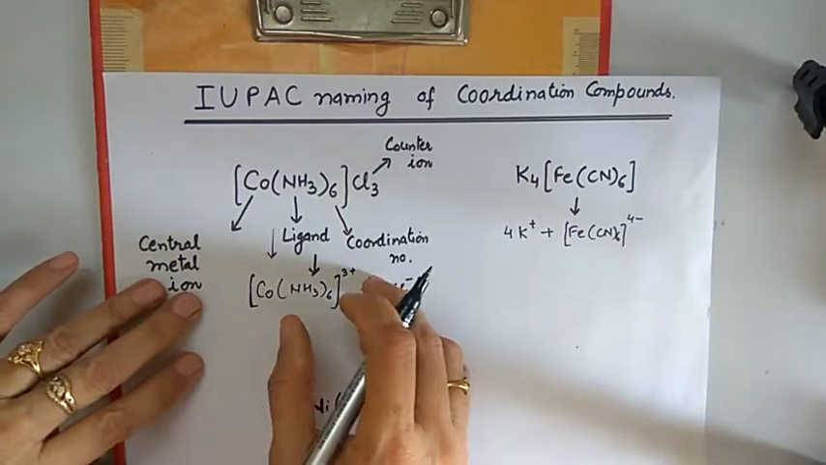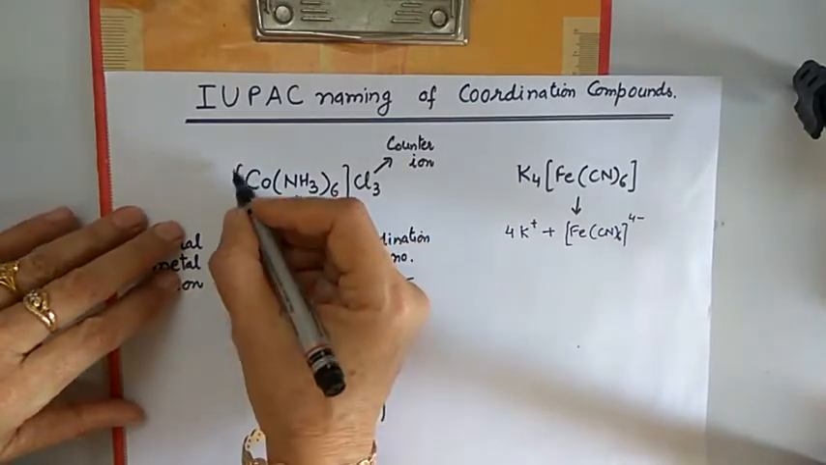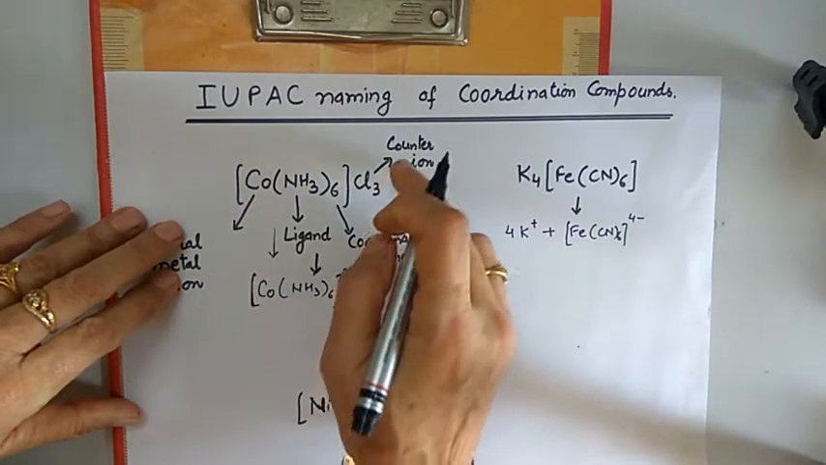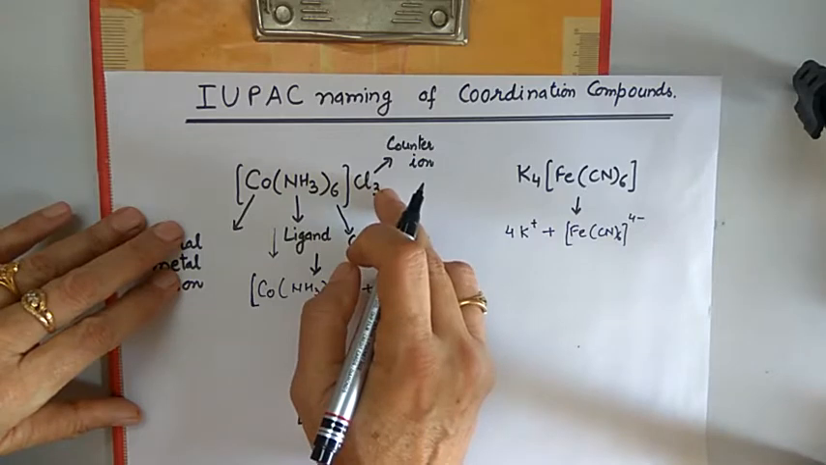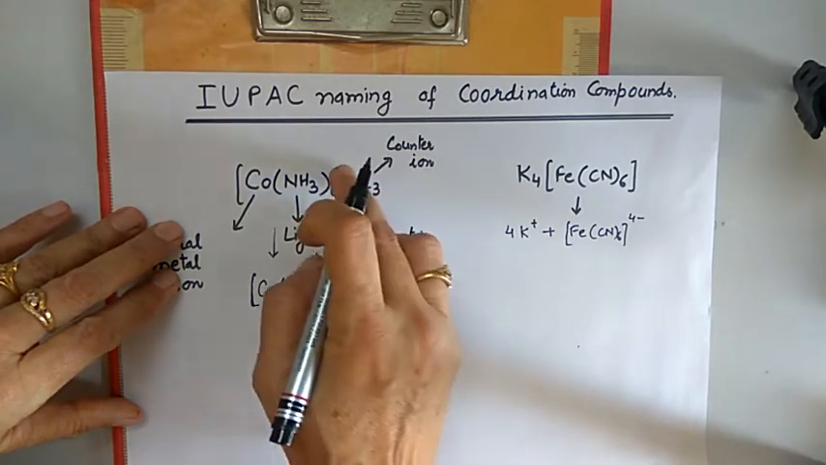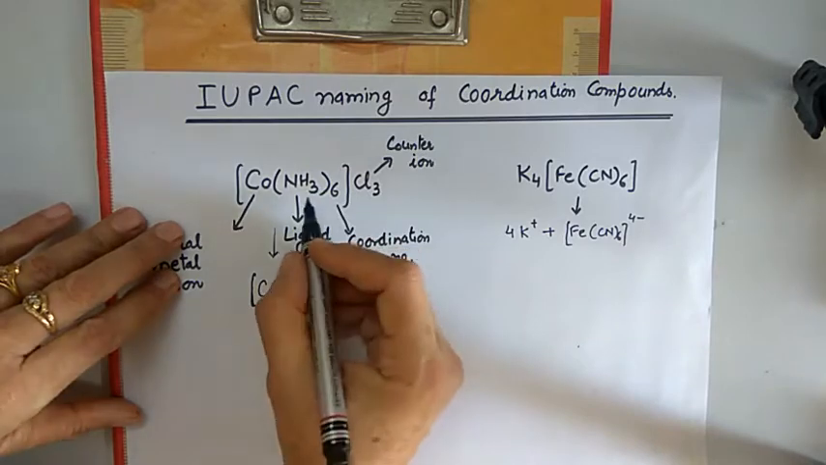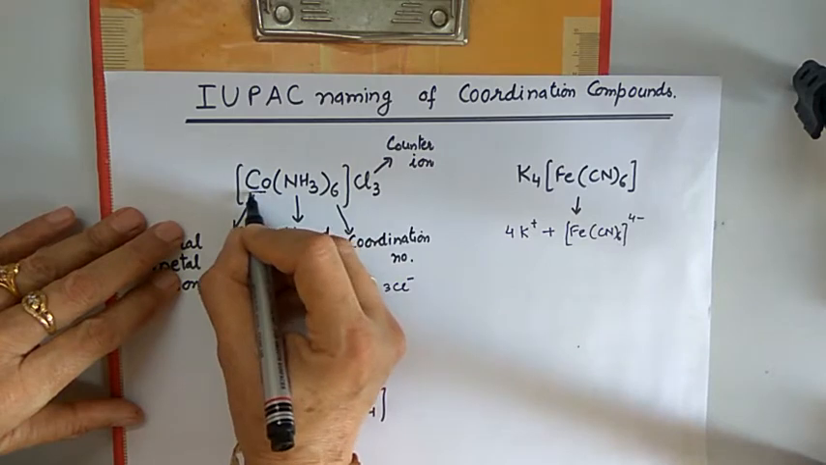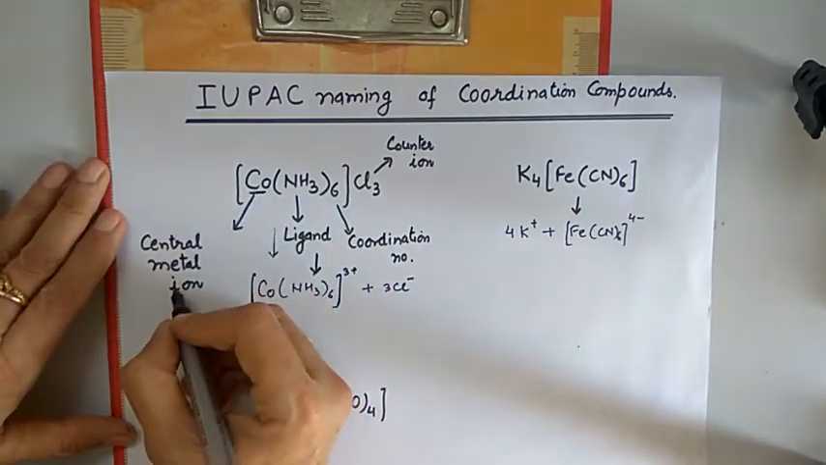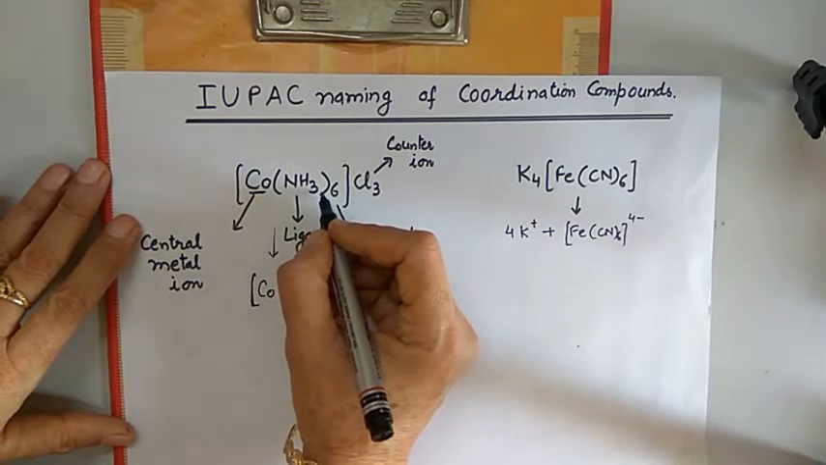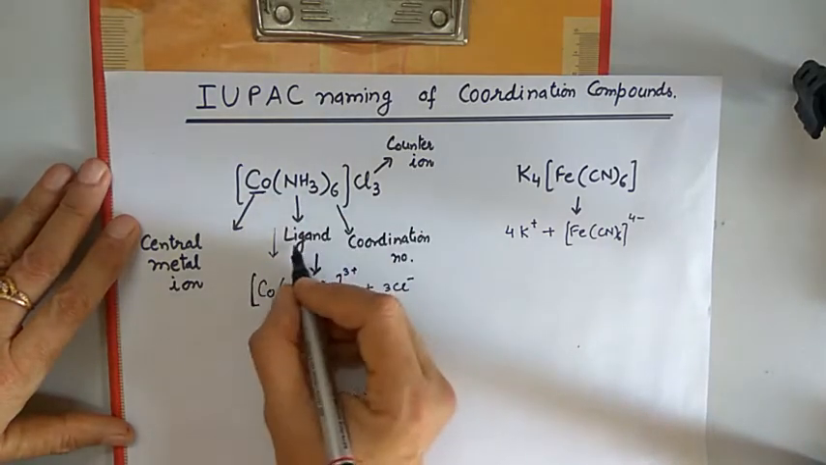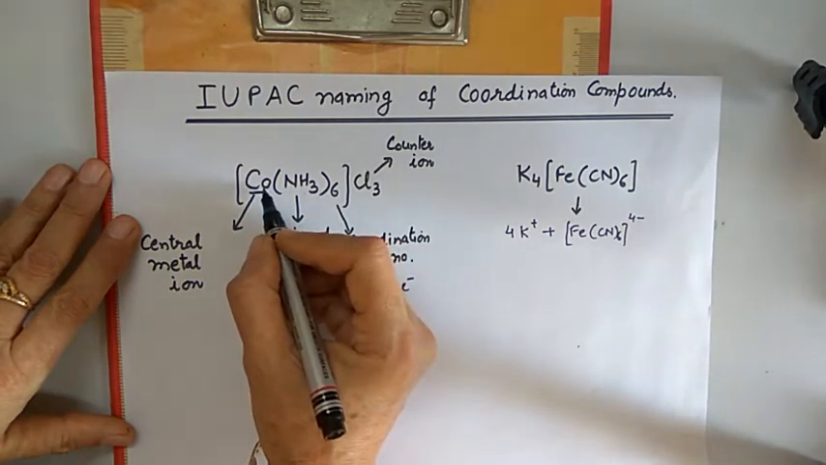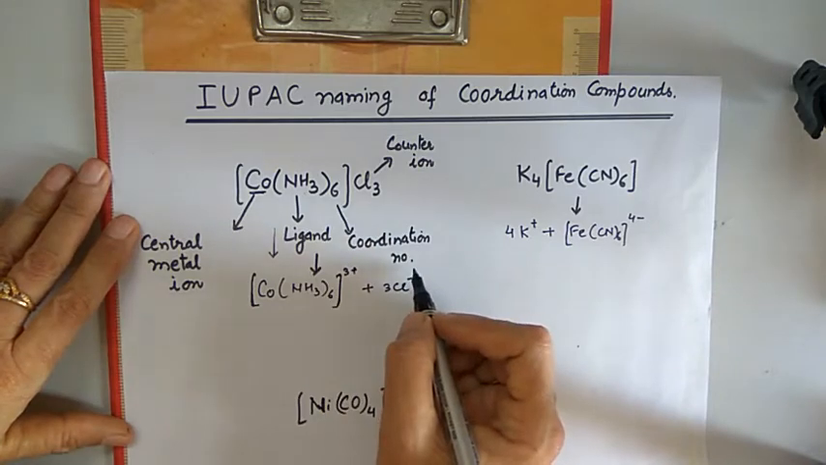Let me take this example. The part of compound which is in this big bracket, that is known as complex ion, and outside it is the counter ion. It is written here to balance the charge of the complex ion. The central metal atom is the atom to which the molecules or ions are attached. The molecules or ions which are forming coordinate bond with this metal atom, they are known as ligands. And the number of ligands attached to central metal atom, that is called coordination number.